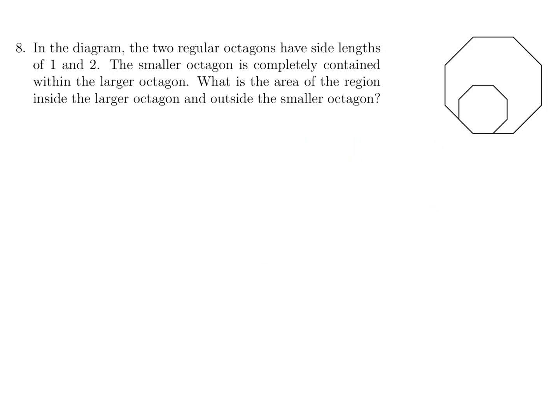In the diagram, the 2 regular octagons have side lengths of 1 and 2. The smaller octagon is completely contained within the larger octagon. What is the area of the region inside the larger octagon and outside the smaller octagon?